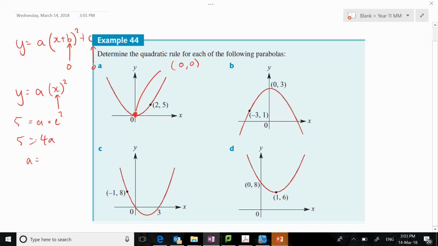5 on 4. Yeah? So what's the equation? The equation would have to be y equals 5 on 4 x squared. That's the gradient. No, that's only if it's a linear equation, but the x squared makes it a parabola. Okay, so it's not the gradient. Okay? Next one, same thing.